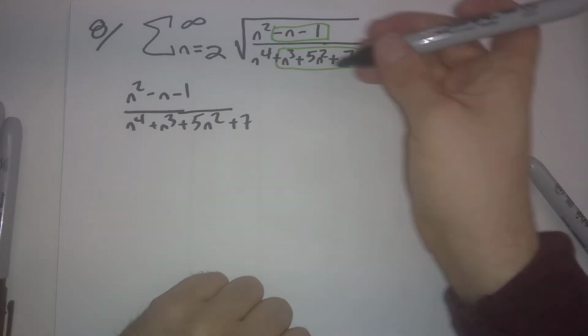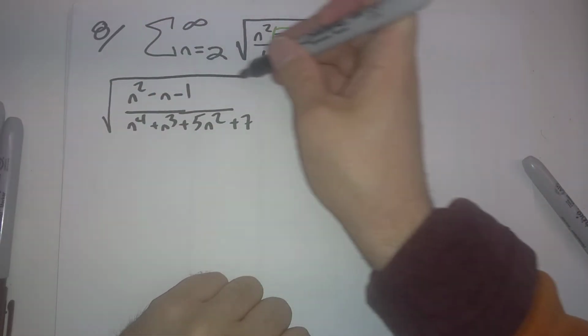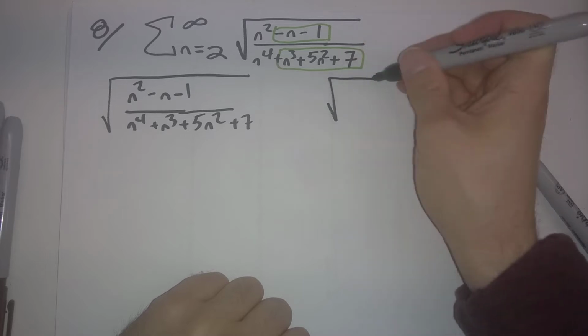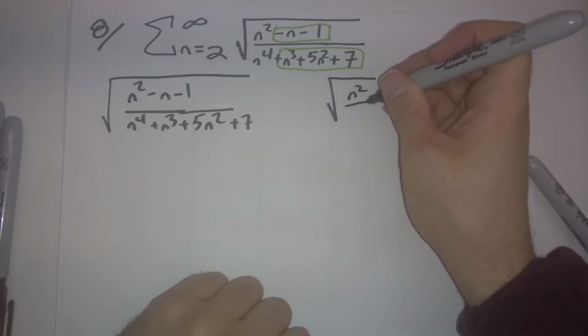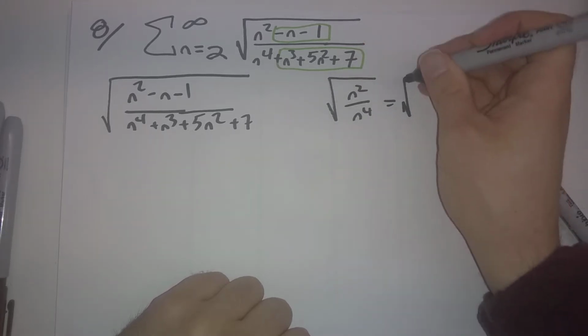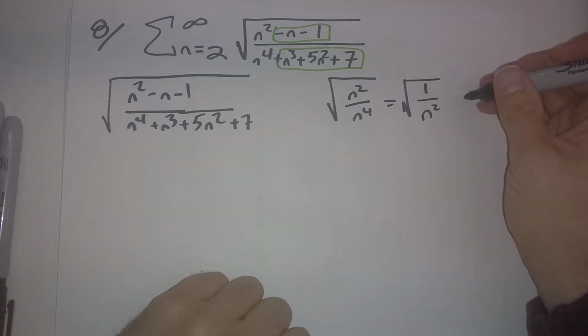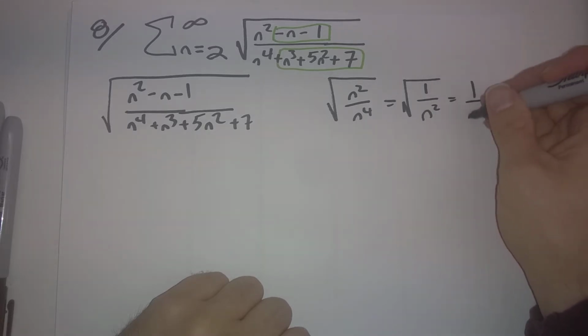So compare this to, I forgot the square root here. Compare this to the square root of n squared over n to the 4th, which is the square root of 1 over n squared, which is 1 over n.